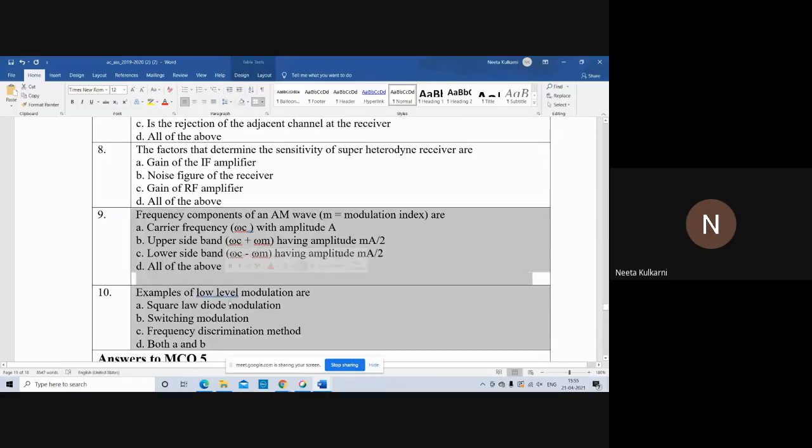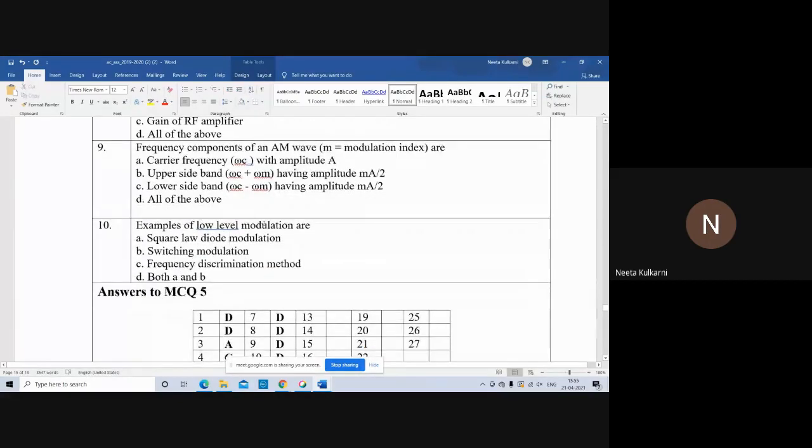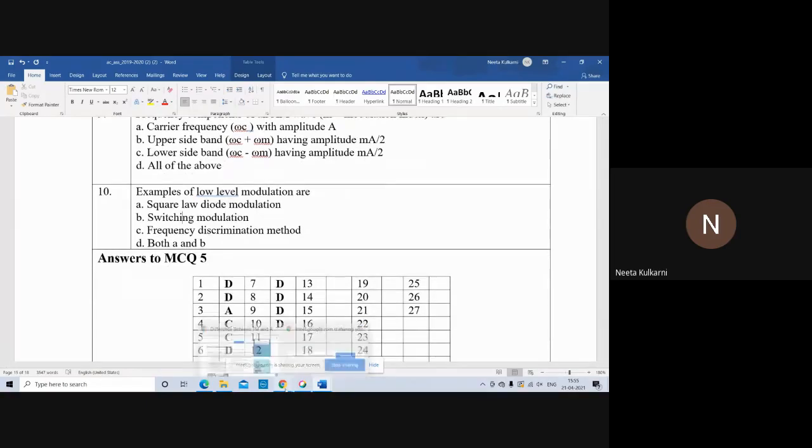Then next question, examples of low level modulation are: square law modulation, switching modulation, frequency discrimination modulation, both A and B. So both A and B is the correct option. Square law diode modulation आणि switching modulation हे low level modulation चे types आहेत. Okay, so these are the MCQs from chapter number 5.